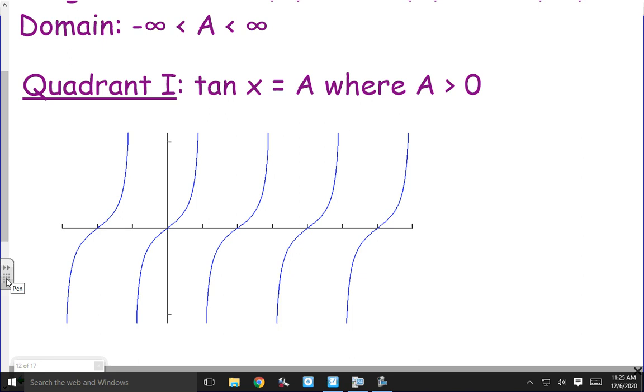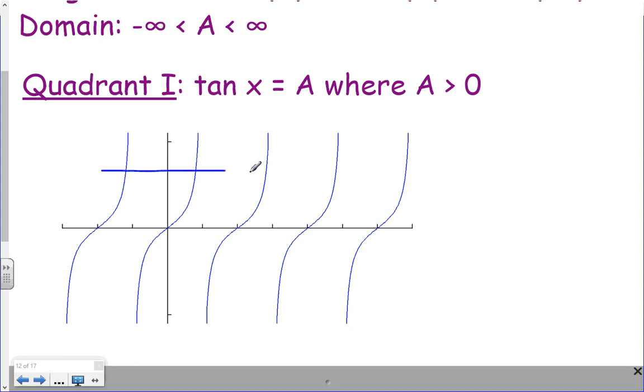If we have the tangent of x is equal to a, where a is positive, what happens? So a is going to be some positive number. I'll pick it to be some value up here. This will be a. So how do I find a particular solution here, and where are my solutions? What direction do I go?